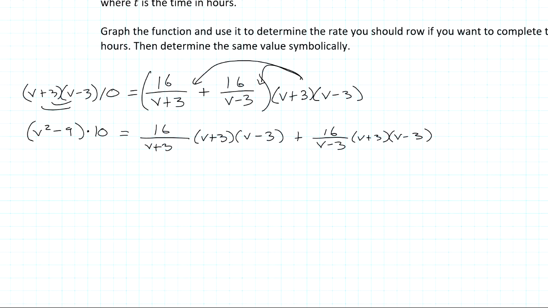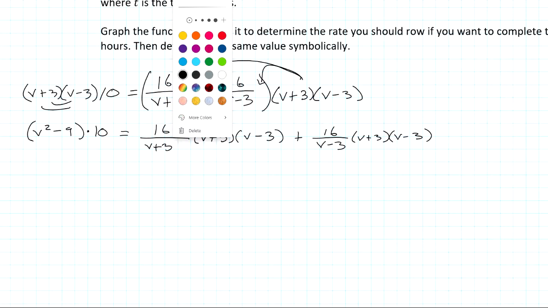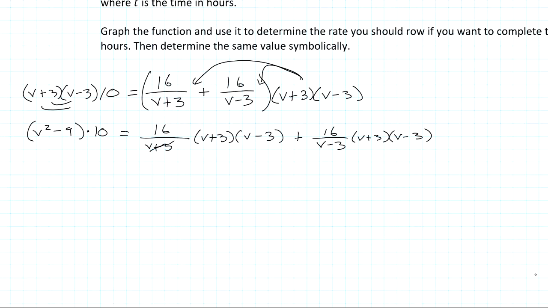And so on the right side, we can cancel. It's not letting me switch colors. The v plus 3's can cancel, and then the v minus 3's can cancel in the second term over there after the plus sign.